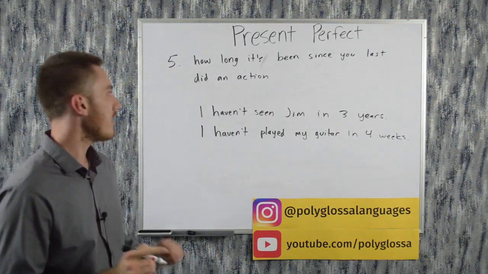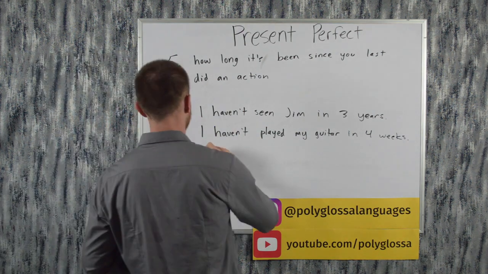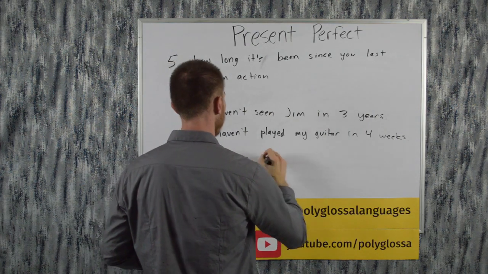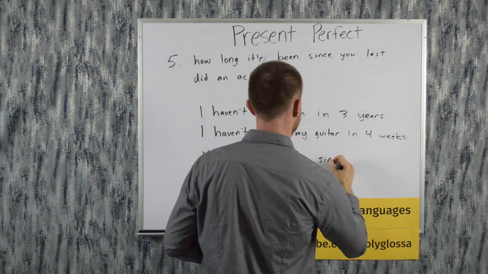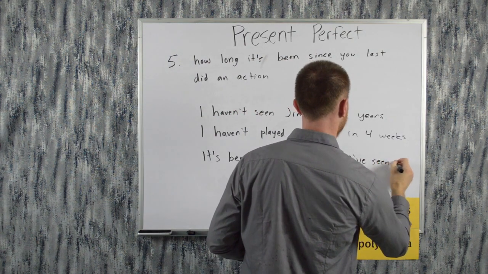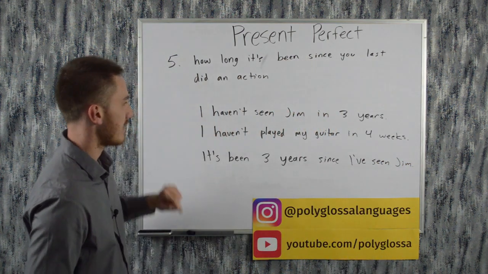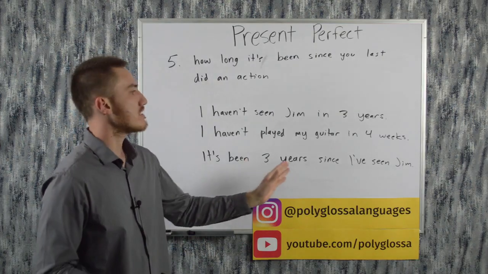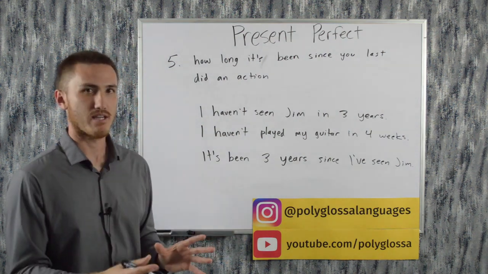There's one more way you could structure these sentences with the present perfect. For example, it's been 3 years since I've seen Jim. Okay? So this means the same thing as this sentence. I haven't seen Jim in 3 years. It's been 3 years since I've seen Jim. So it's two ways of saying the same thing.